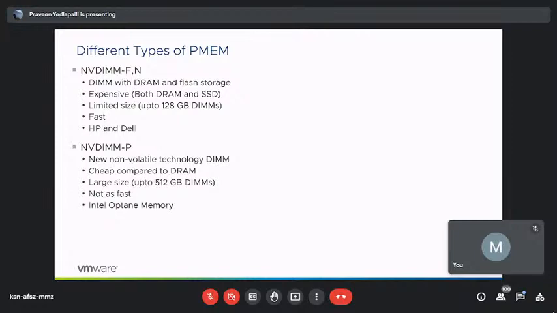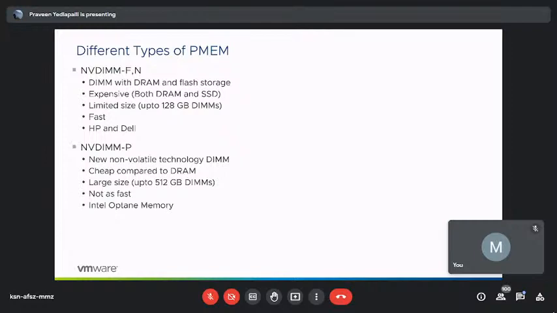Compared to DRAM, it is cheaper, and you can get up to 512 GB DIMMs, instead of the previous solution, which was only up to 128 GB DIMMs. So if a processor has 4 DIMM slots, you can have up to 4 PMEM, and it can be like 2 terabytes of PMEM on the system. One slight problem with this NVDIMM-P is it's not as fast as DRAM, but still it's much better than storage.